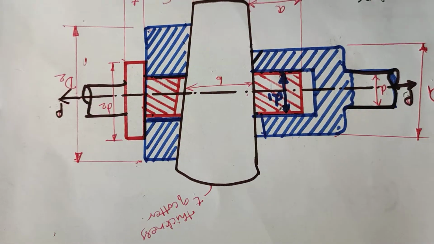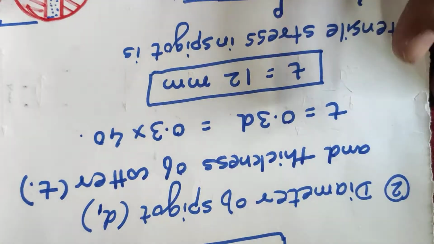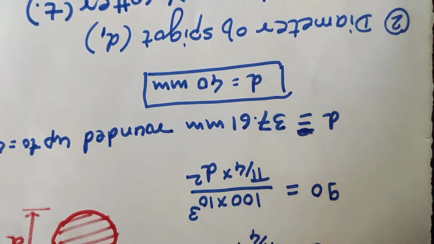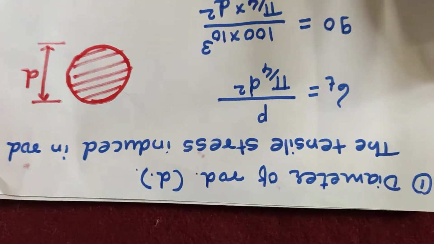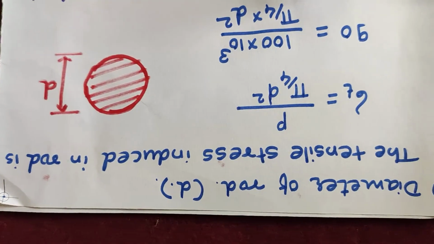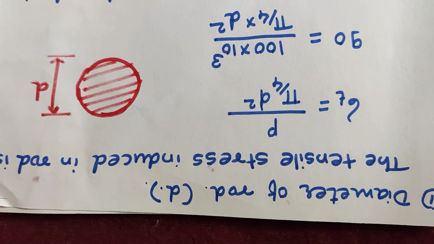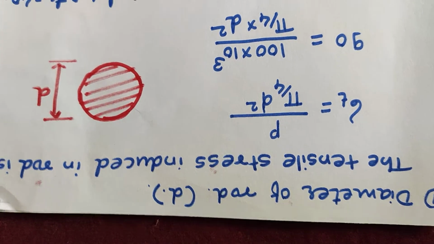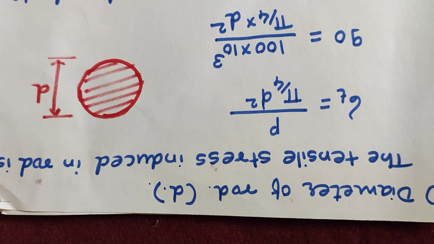To find out all these dimensions, the procedure is like this. So you need to note down few expressions and the procedure of design. So we'll see one by one. The dimension number 1 is diameter of the rod, small d. You just take down these things if you want. So diameter of rod, that is small d.